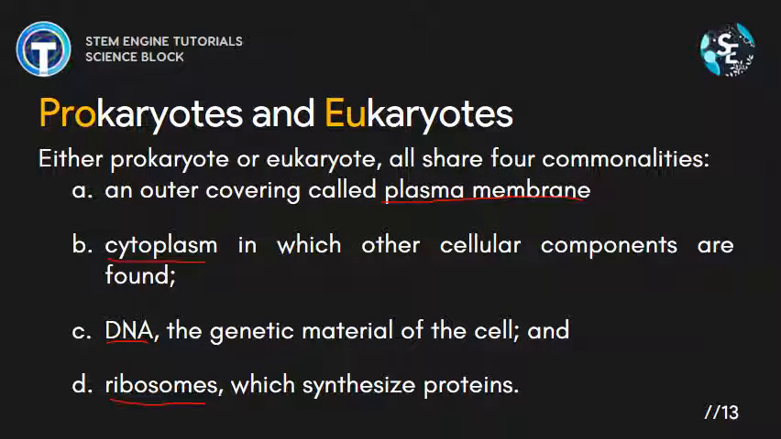So first, let us talk about the similarities between the prokaryotes and eukaryotes. Every cell, either a prokaryote or eukaryote, shares four commonalities. Una, lahat sila merong outer covering called plasma membrane. Then they also have cytoplasm in which other cellular components are found. They also all have DNA, kahit prokaryote or eukaryote yan, meron silang DNA, which is the genetic material of the cell. And lastly, they also have ribosomes, which are the protein synthesis sites of the cell.